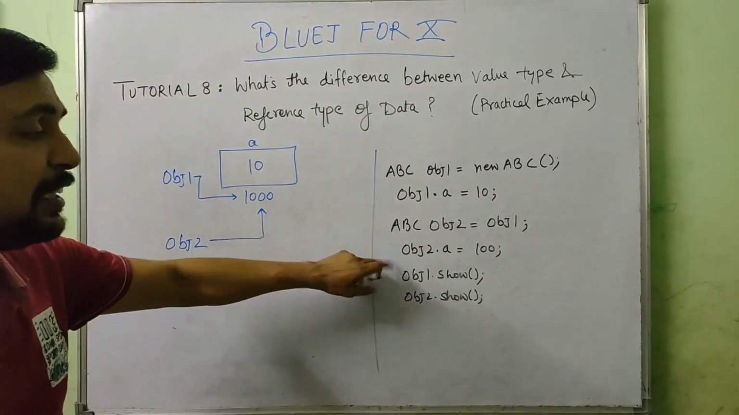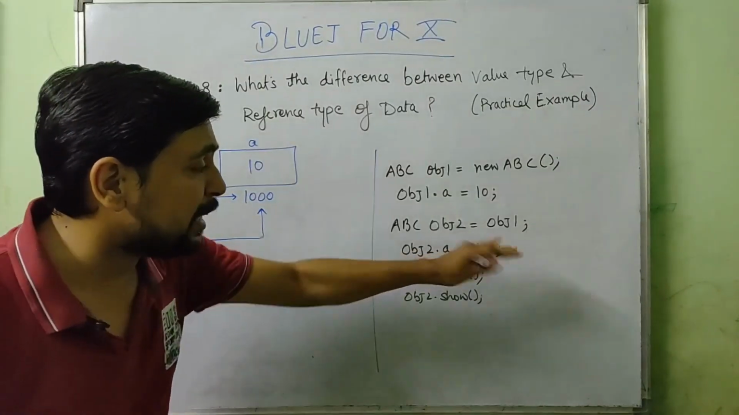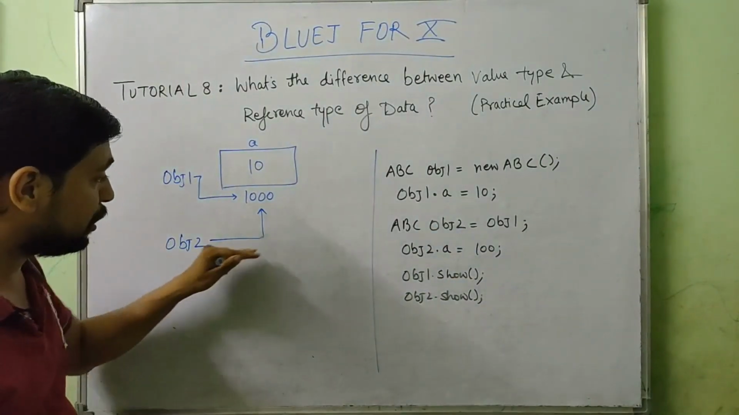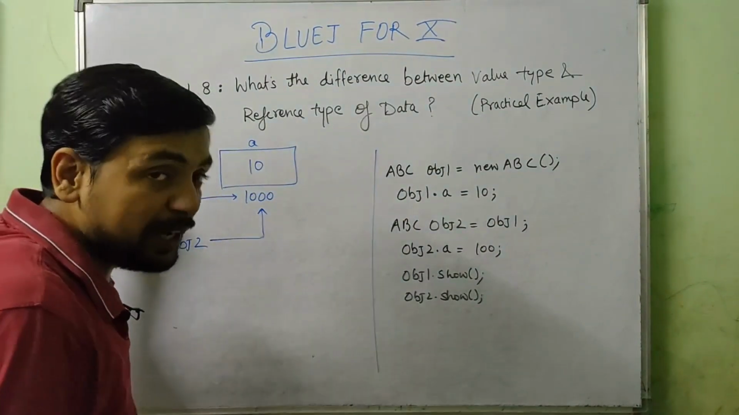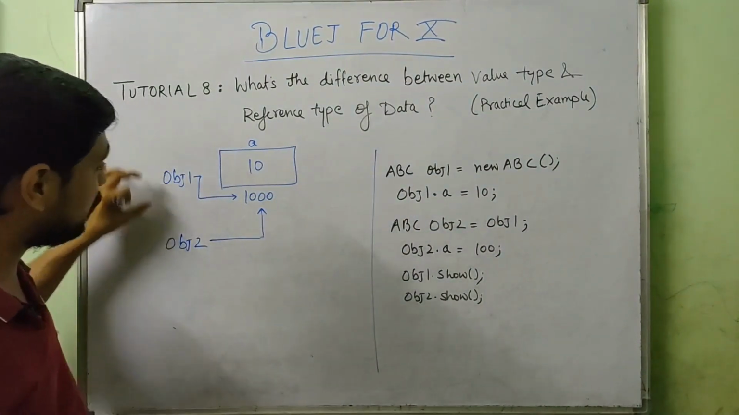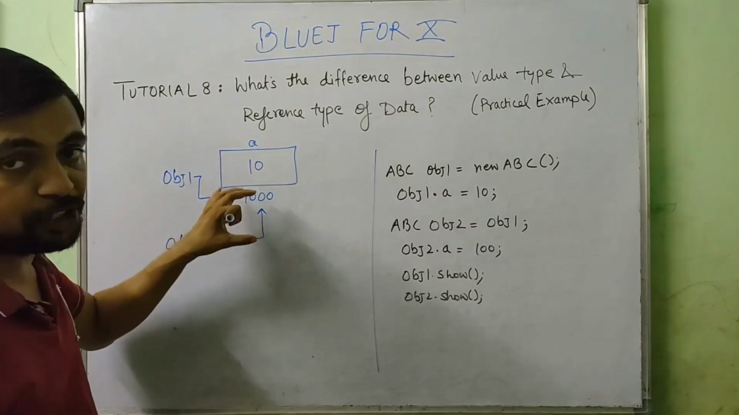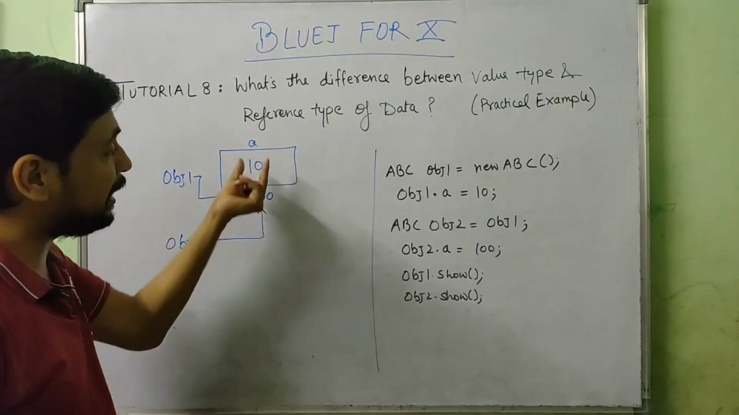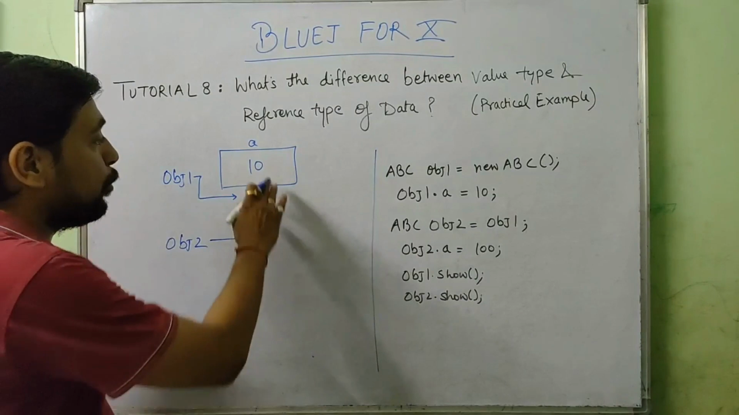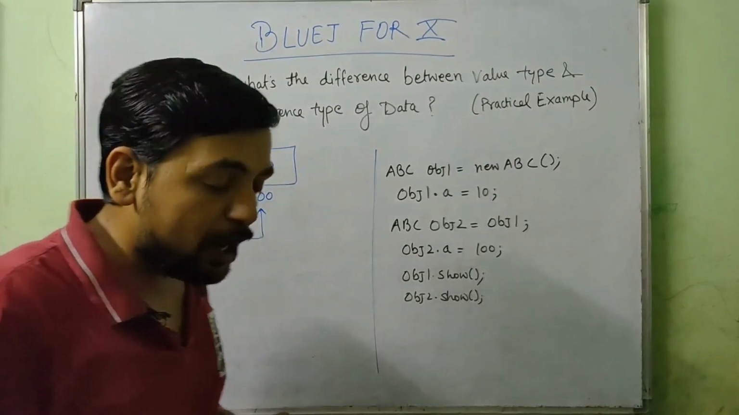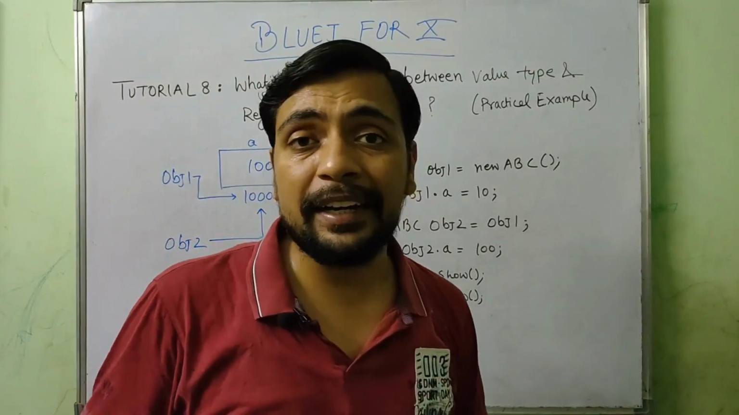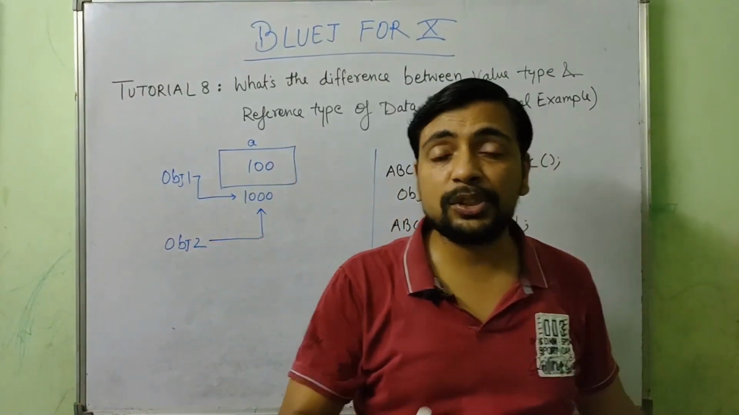Now in the next line, obj2.a is equal to 100. So obj2's a is the same a which is of obj1. That means both obj1 and obj2 are now referring to the same location. So if obj2 updates this a, it will be updated for obj1 as well. Now if you call the show method, it will print 100 and 100. I hope you understood this.